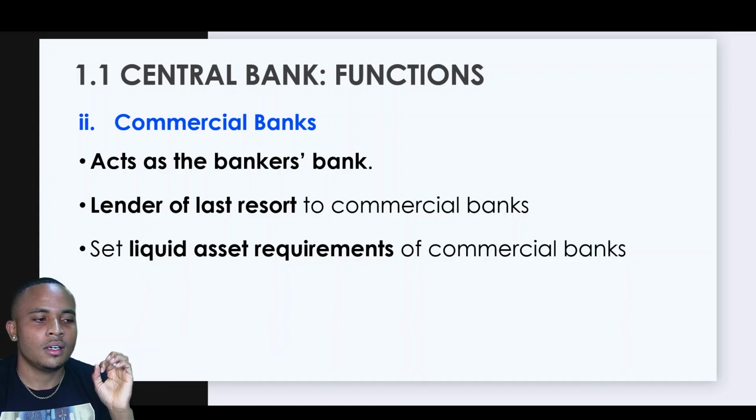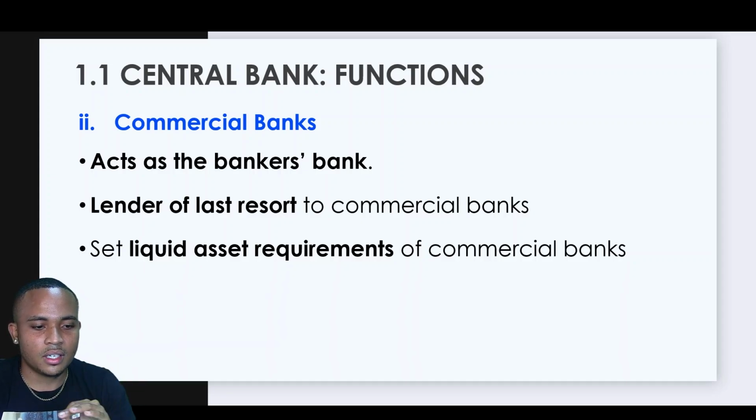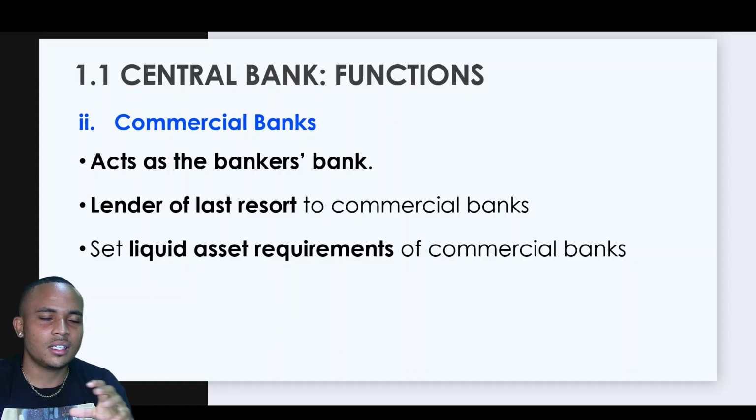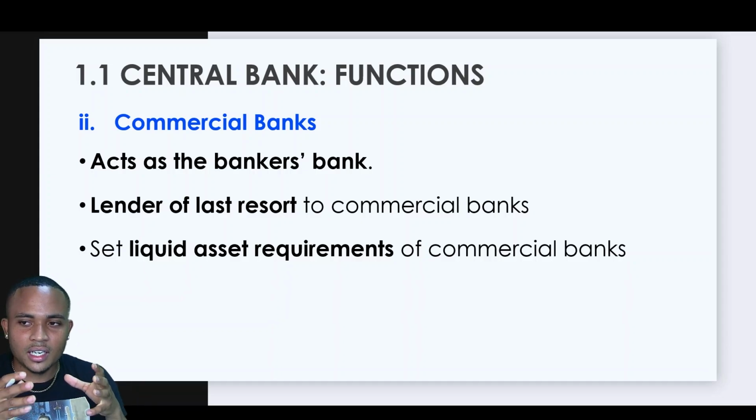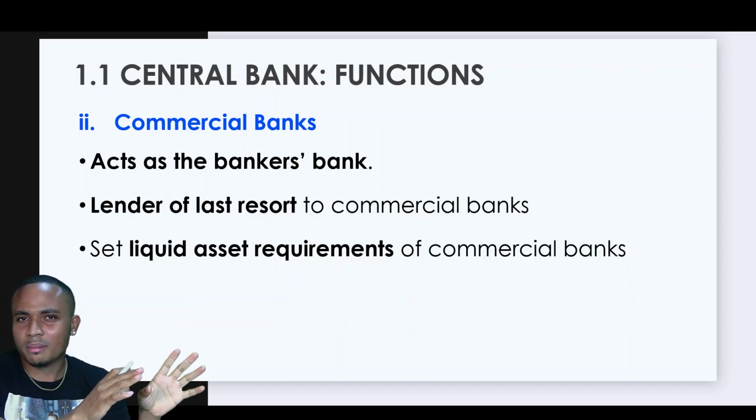So this is a percentage of deposits that are made in commercial banks that must be stored in the central bank, and it is from this pool, in the liquid asset requirements, that the central bank would be able to give loans to commercial banks. As well, this is used to control how much money commercial banks have.